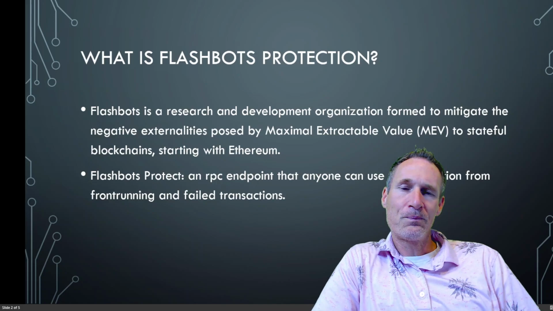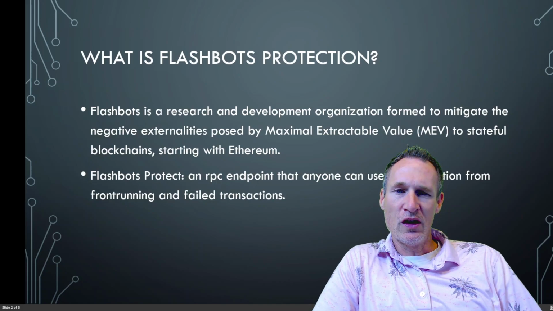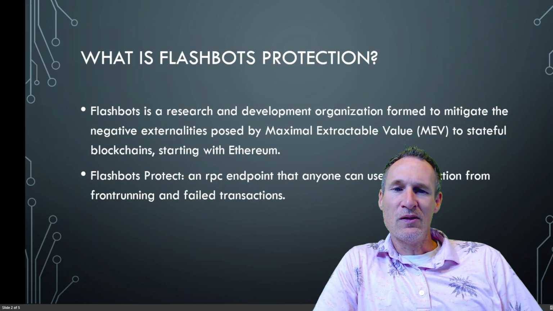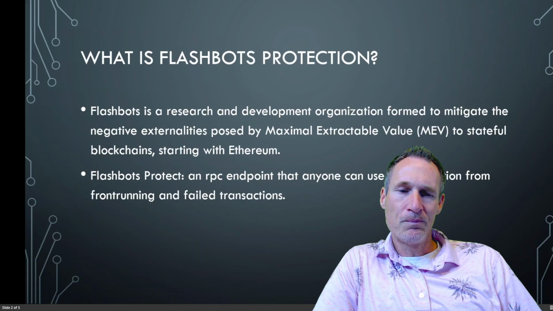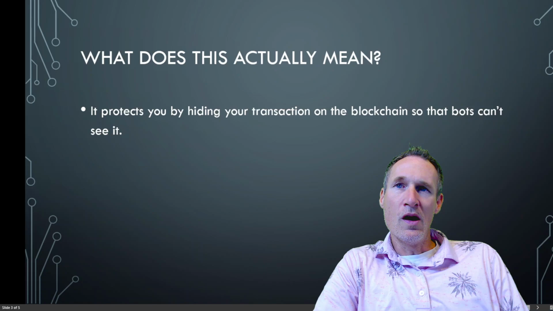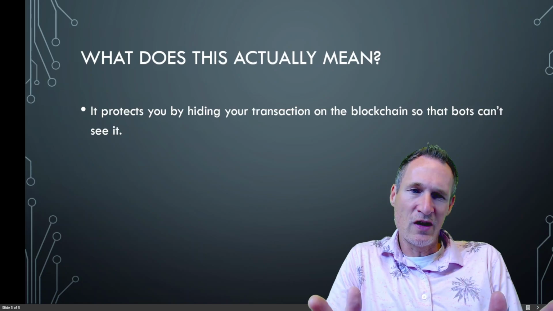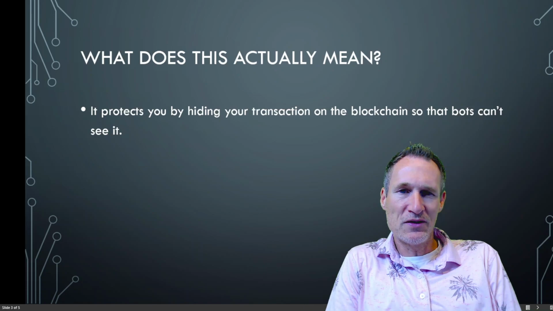So Flashbots is a research and development organization, and basically they are formed to mitigate or get rid of maximum extractable value on stateful blockchains, starting with Ethereum. Ethereum has a 12-second block. That's how long it takes to complete. And Flashbots protects you on there by hiding the information of your transaction. So what does that actually mean? It protects you by hiding this transaction so that the bots can't see it. If the bots can't see it, they can't manipulate things.